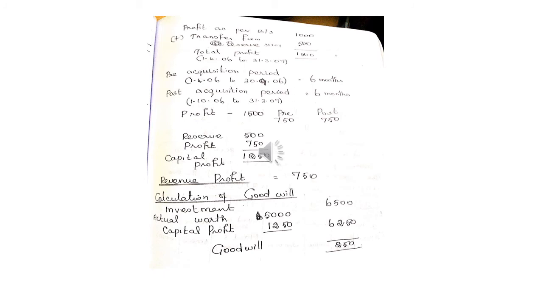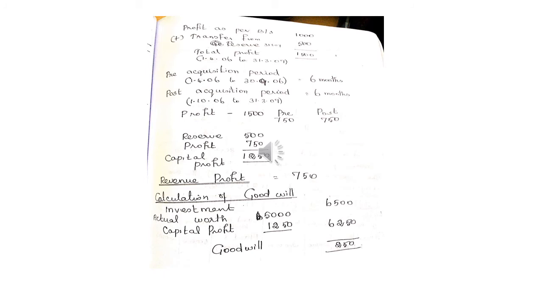Now capital profit. Reserve value is 500. Then profit is 715. Total capital profit is 1,250. Okay. Post acquisition profit is otherwise called a revenue profit. So revenue profit is 750.